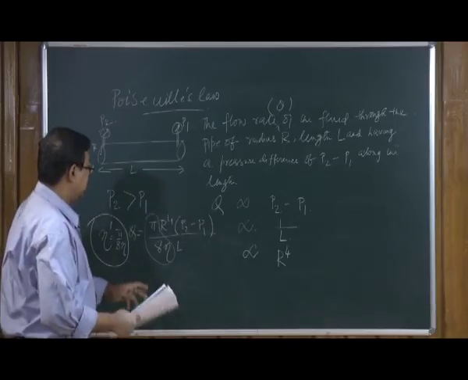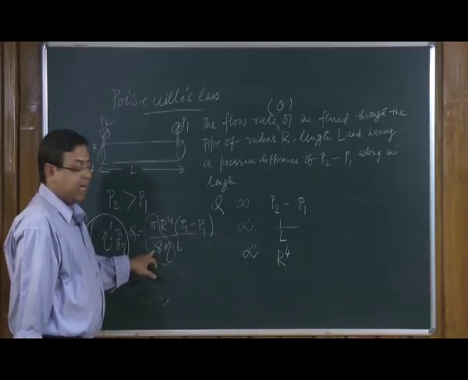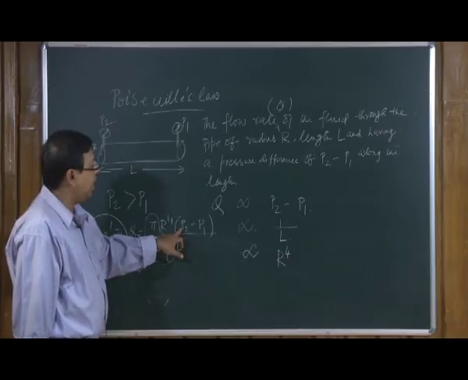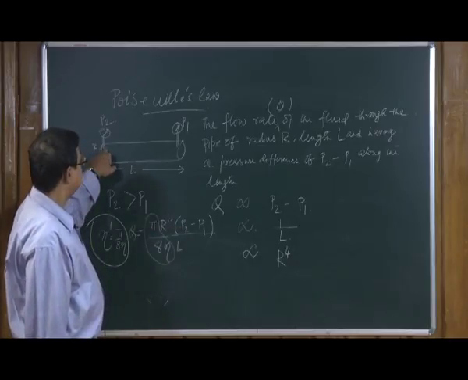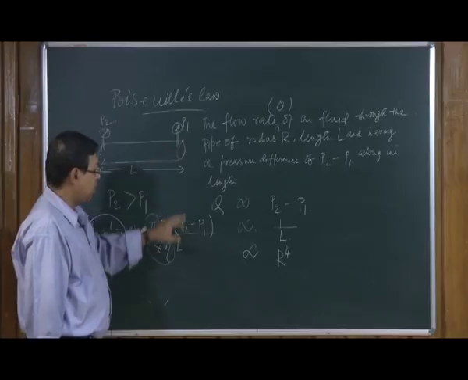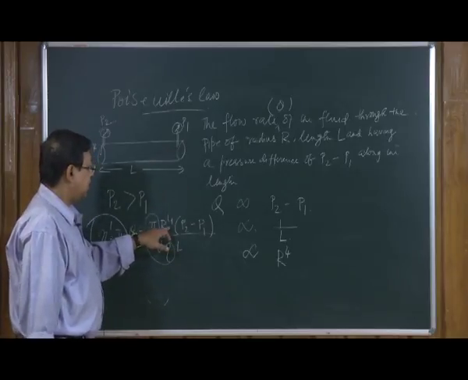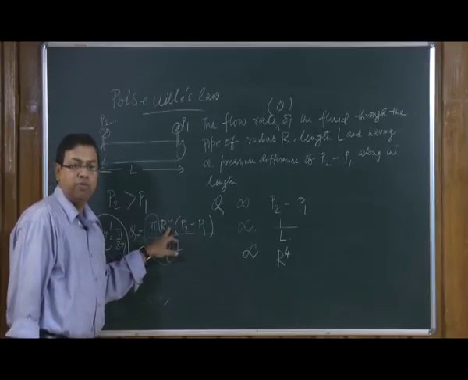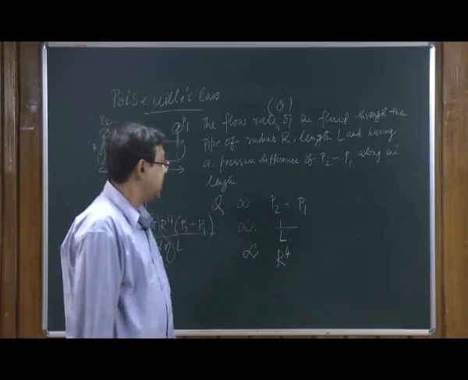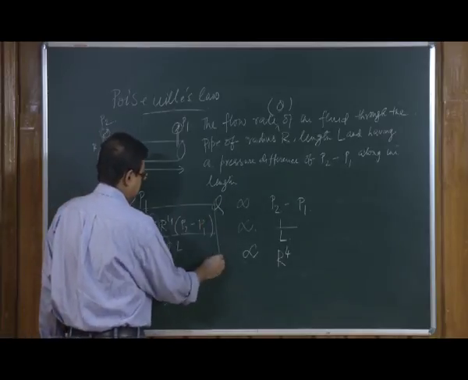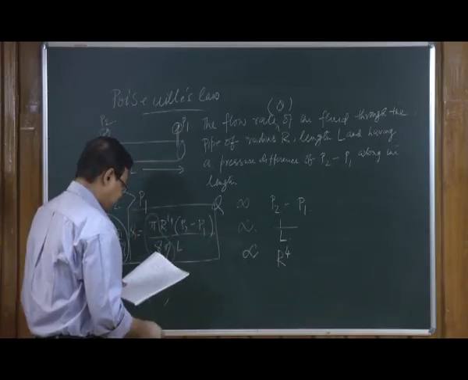So, this is the constant of proportionality, and it depends on the pressure difference between the two ends. So, we have said that this pressure is P2 and this pressure is P1. It is inversely proportional to the length of the tube. It is directly proportional to the 4th power of the radius, and this expression is called Poiseuille's law.